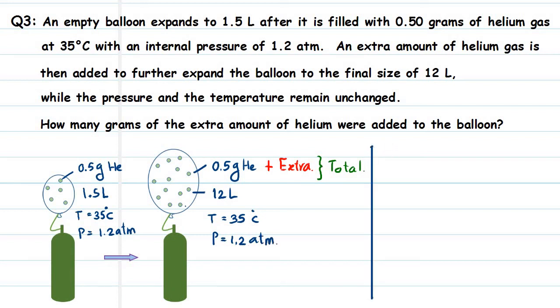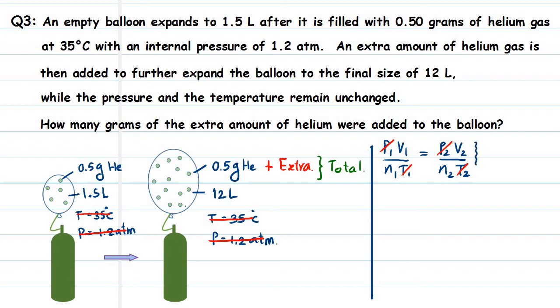Since we are comparing gas here, we're gonna be using P1 V1 over N1 T1 equal to P2 V2 over N2 T2. But we know that T is the same throughout and P is the same throughout, so we can cross P and cross T. So we are left with V over N. They give us V 1.5 liter and 12 liter here, but they didn't give us N. Instead, they give us mass of helium 0.5 gram and 0.5 with some extra amount of helium.